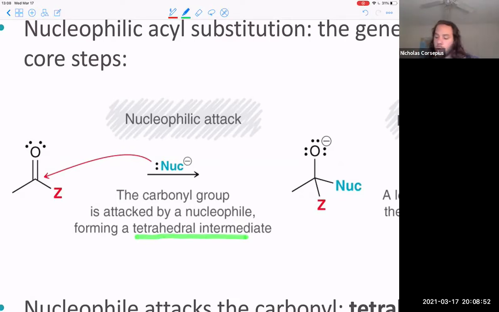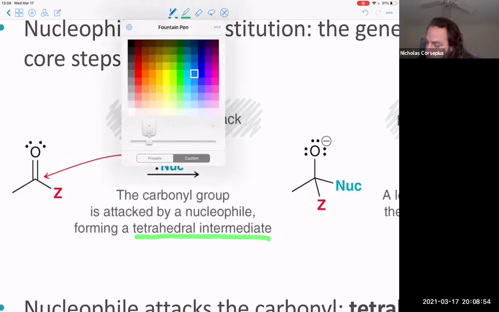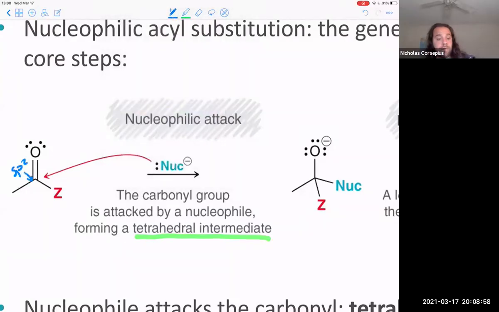Okay, why is it called a tetrahedral intermediate? Well, simply because we went from having an sp2 hybridized trigonal planar carbon to now an sp3 hybridized tetrahedral carbon. The reason why the tetrahedral intermediate is important is because once you form it, you're always going to ask yourselves the same question, which is, do I have a leaving group?